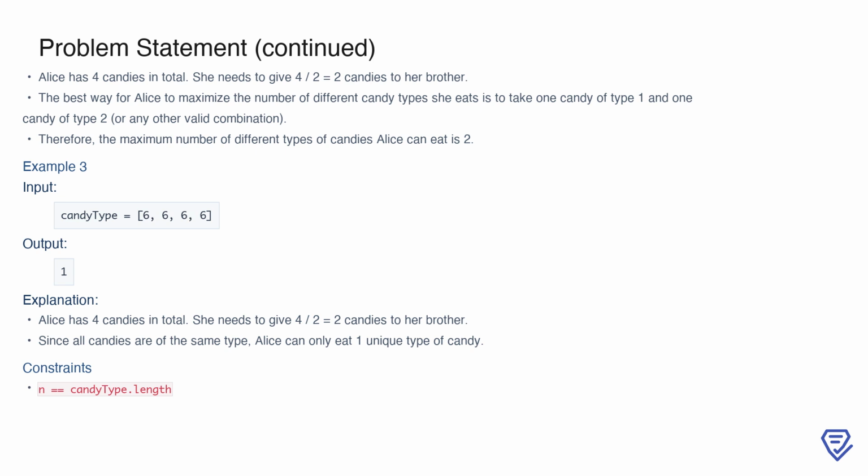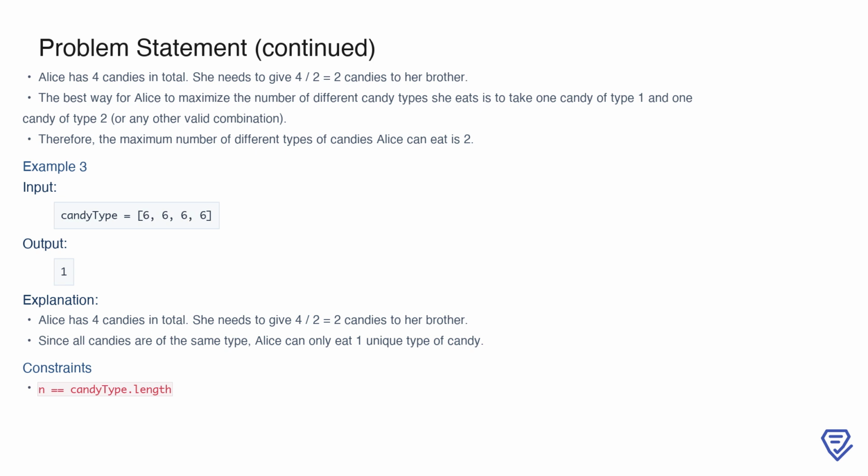Now, consider the third example, where the input array is 6, 6, 6, 6. Here, Alice has 4 candies in total and must give 2 candies to her brother. However, since all the candies are of the same type, Alice cannot achieve any variety in her selection. She can only eat candies of type 6, which means the maximum number of different candy types she can eat is just 1.